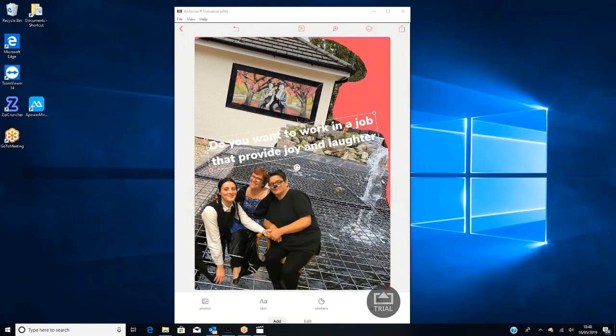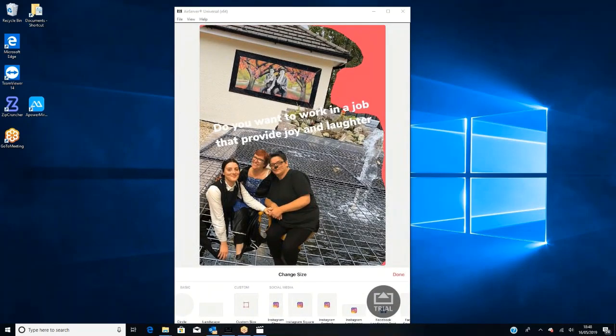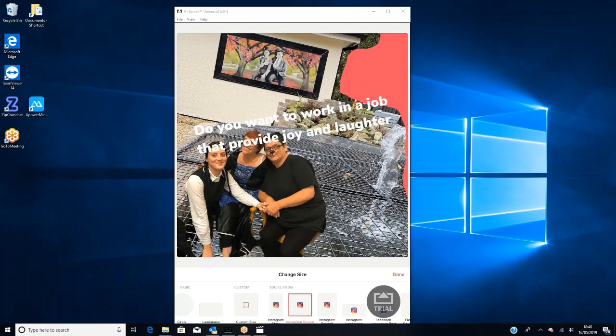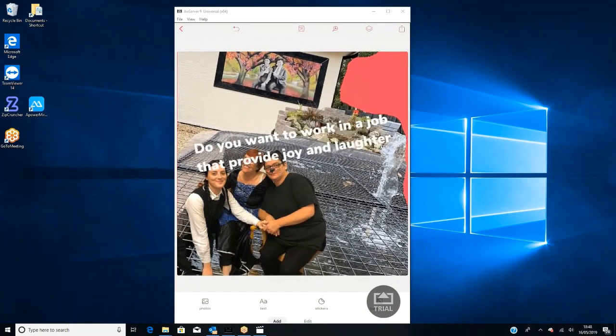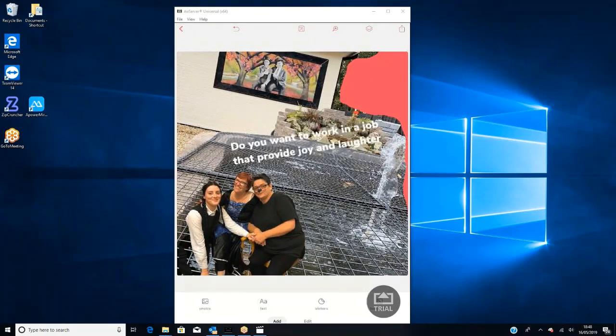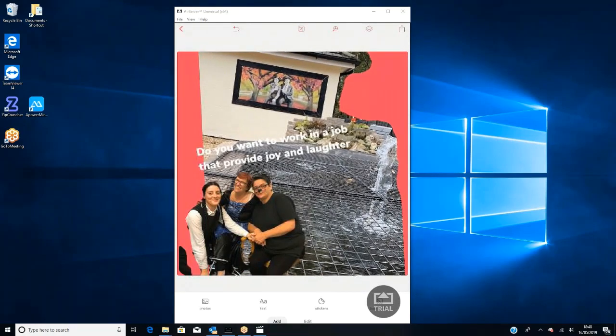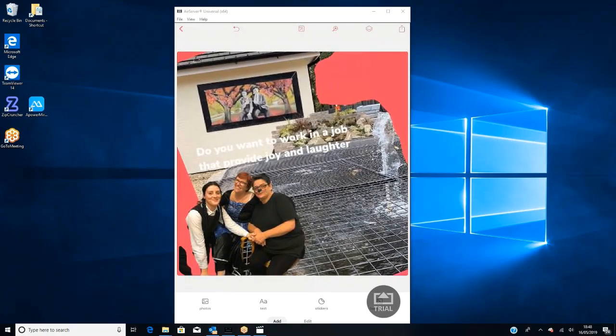The great thing about this app is I can resize it. So I can say, okay, I'm going to resize this to an Instagram square, which you can see Instagram square is quite smaller. But now I can go onto it and start to look at, okay, well, I'm going to bring them down a bit. I'm going to bring that down a bit. I'm going to maybe bring the major picture down a bit. I don't know. I might do that. I might twist it like that.